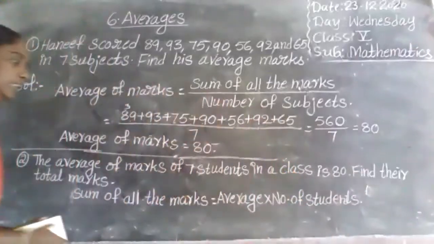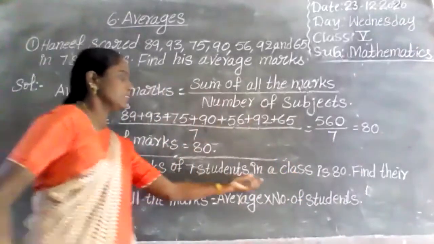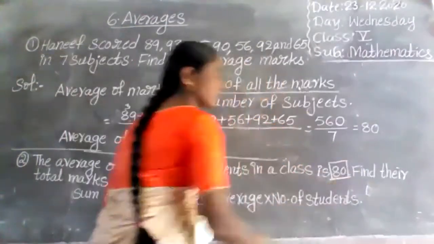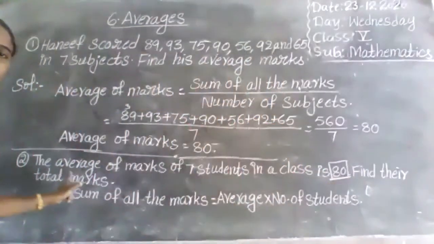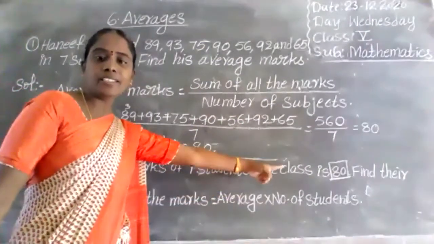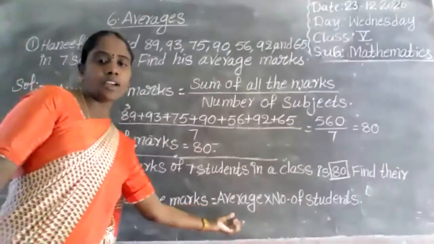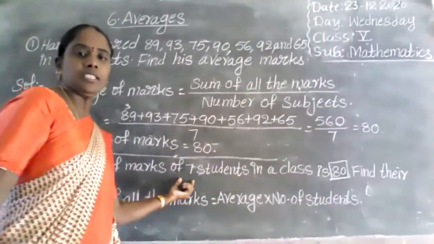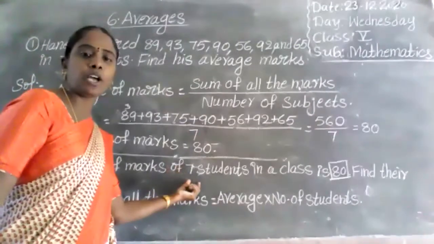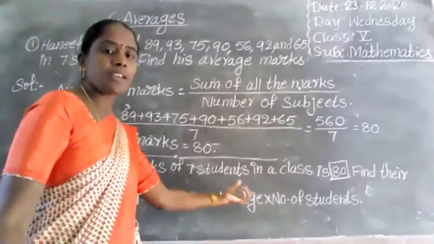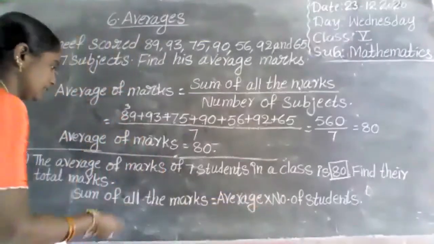Number of students. Here, what is the average? See here, first of all, what is 80? 80 is the average of marks of 7 students. Next, number of students. Given the problem, how many students are there? 7 students. So number of students is 7.